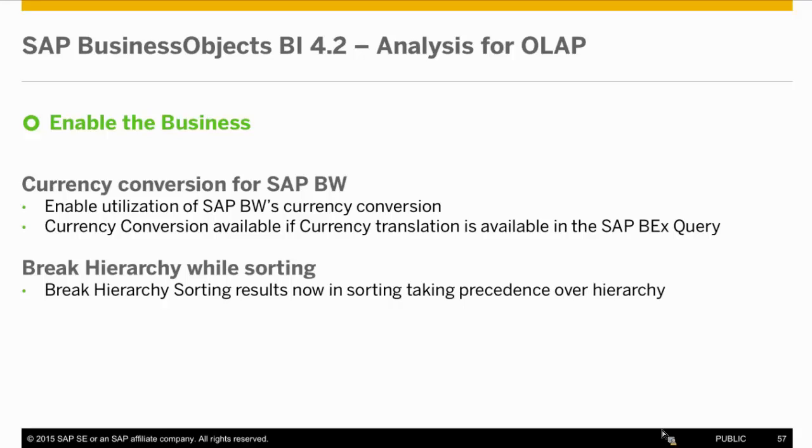Also, if you were sorting on a hierarchy, the hierarchy was always taking the lead in the sorting. But if you really want, like, I just want to sort on my level 3, it was never breaking the hierarchy, and it was still sorting based on the hierarchy levels. New functionality being added is break hierarchy, which enables you basically to break the hierarchy and just sort on the values that you want.